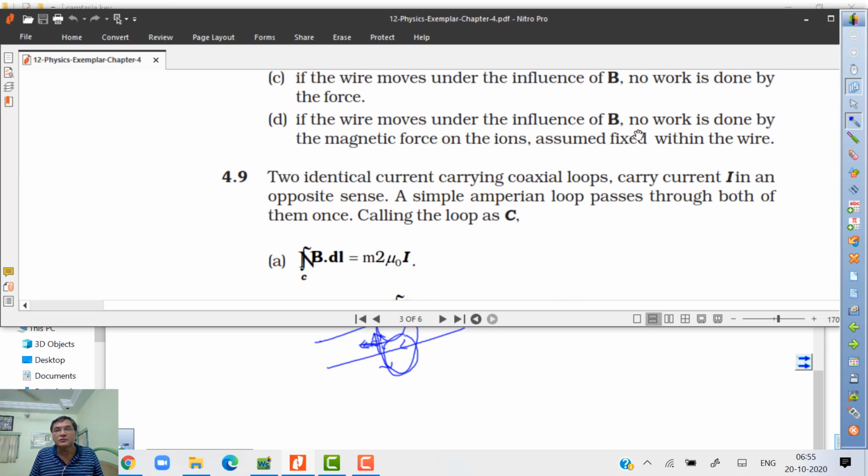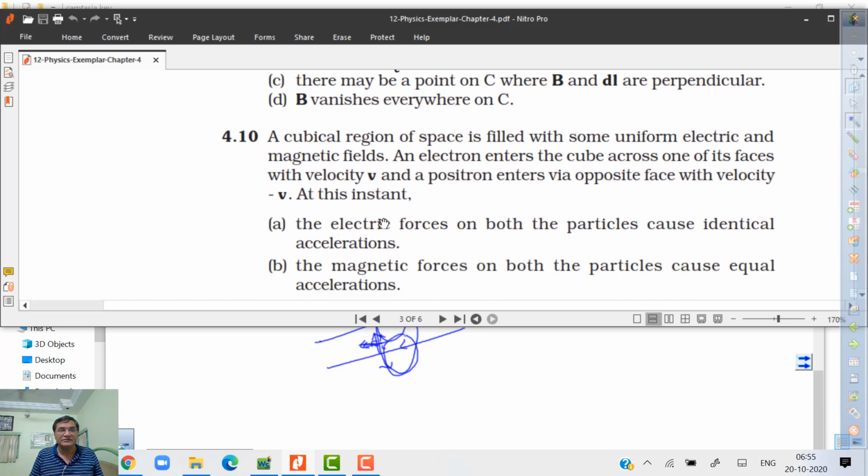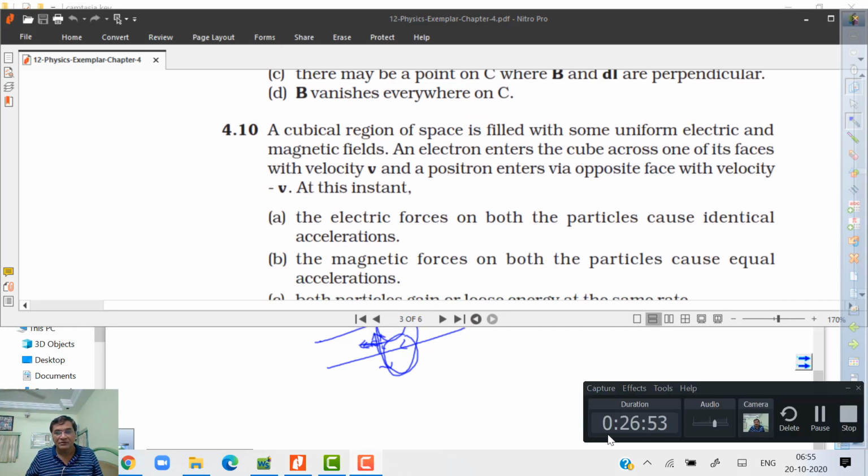If the wire moves under the influence of and the last one, B vanishes everywhere on the... no, it is not vanishes. It has certain value. So I hope B and C both are the correct answer. Okay.